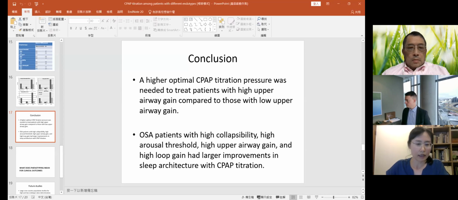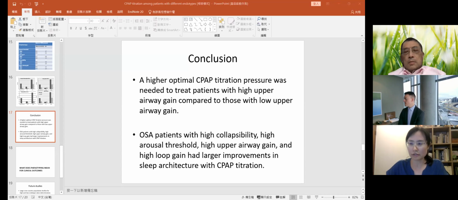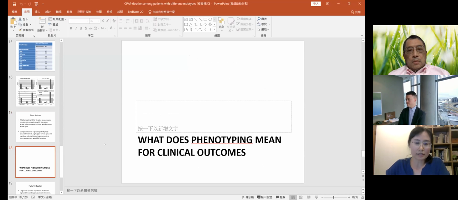Well, this is our first try to see the effect of endophenotypes and how it affects the titration effect and results, but there are certainly many limitations in this study which we wish to address in the future. So what's the next step?